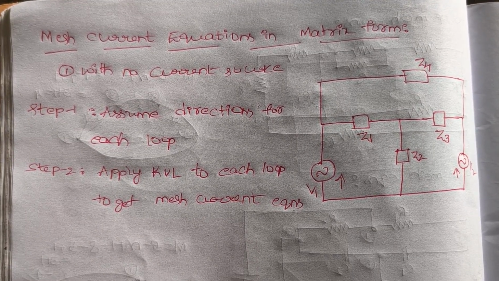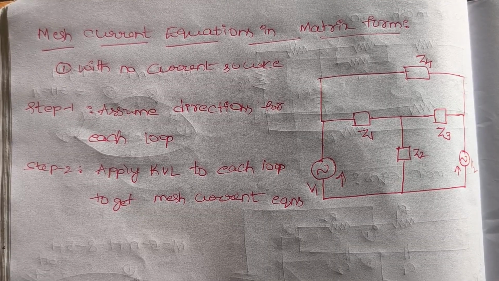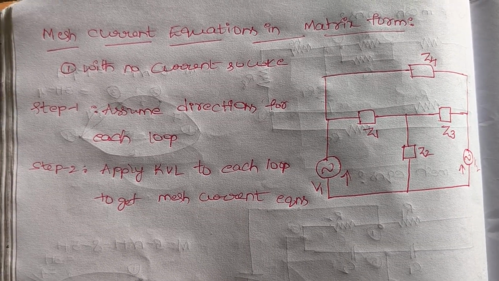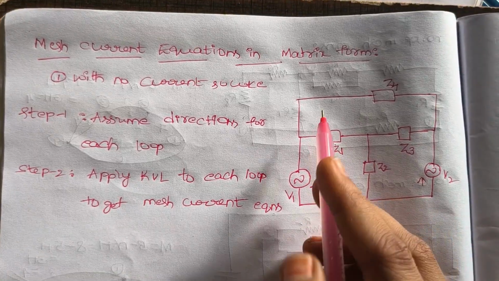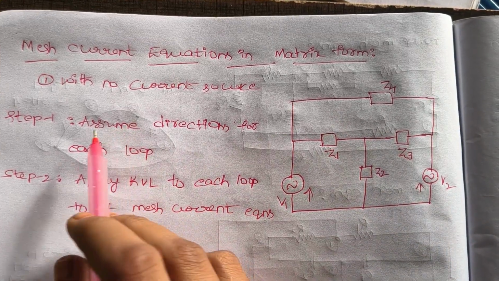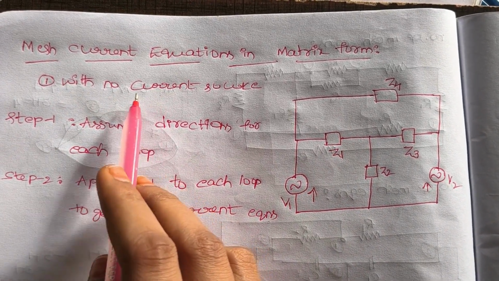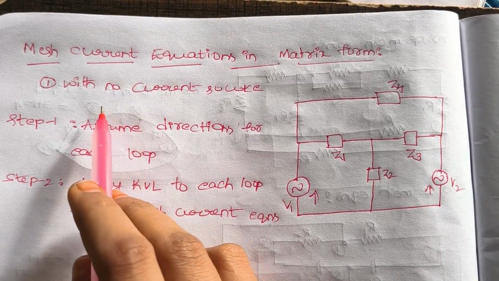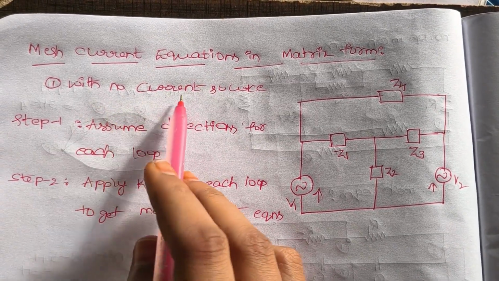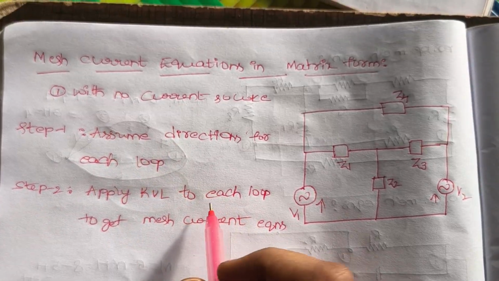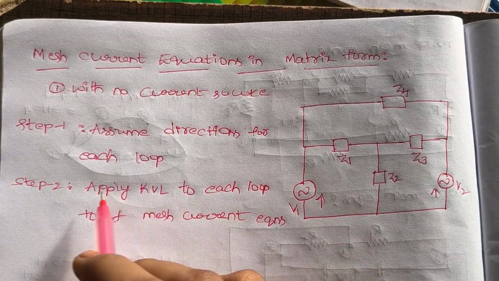In this video, for the network analysis subject, in the first unit, we have to discuss mesh current equations in matrix form. There are two types: with no current sources and with current sources. Here, we have to study the derivation with no current source.